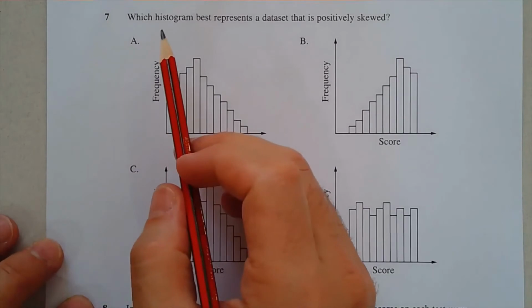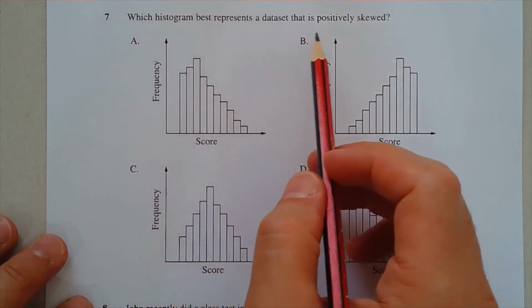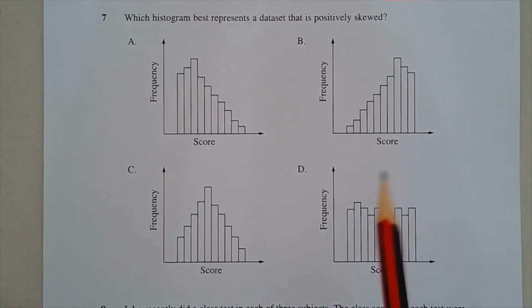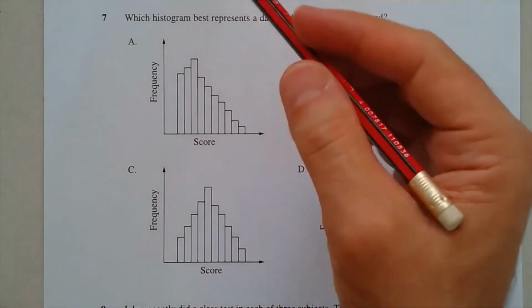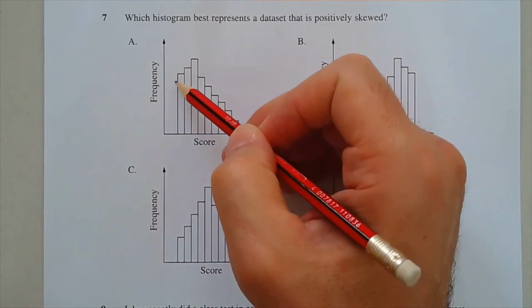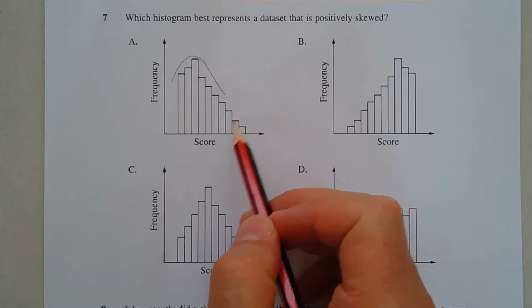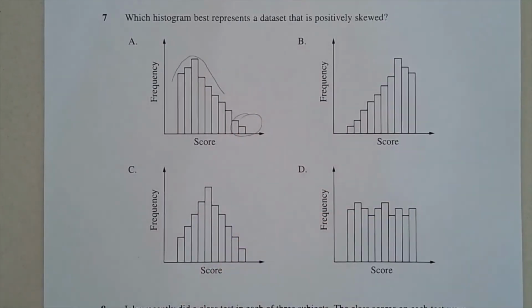Question 7. Which histogram best represents a data set that is positively skewed? So that's a distribution that has what we call a tail. It seems to be very long on one side of the distribution. If you have a look at A, the bulk of the distribution is on the left-hand side, but there's a tail region on the right.